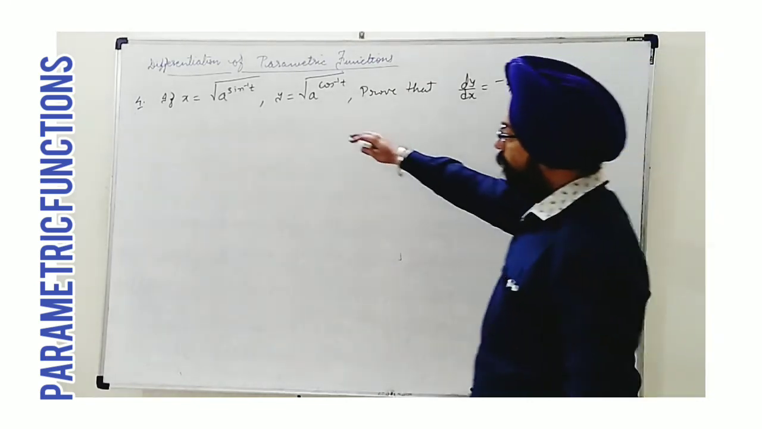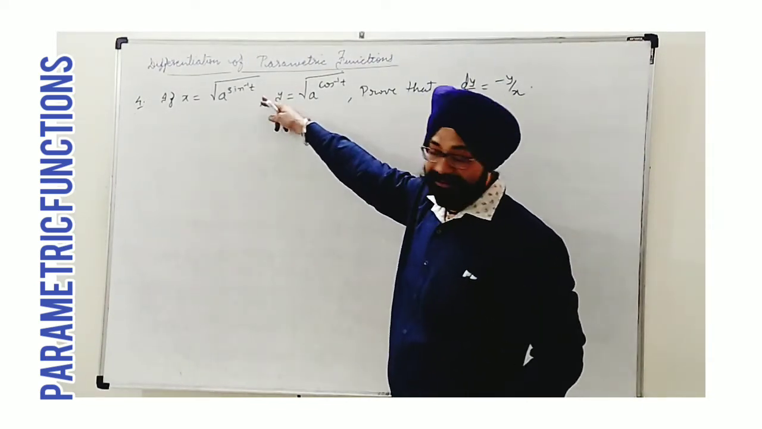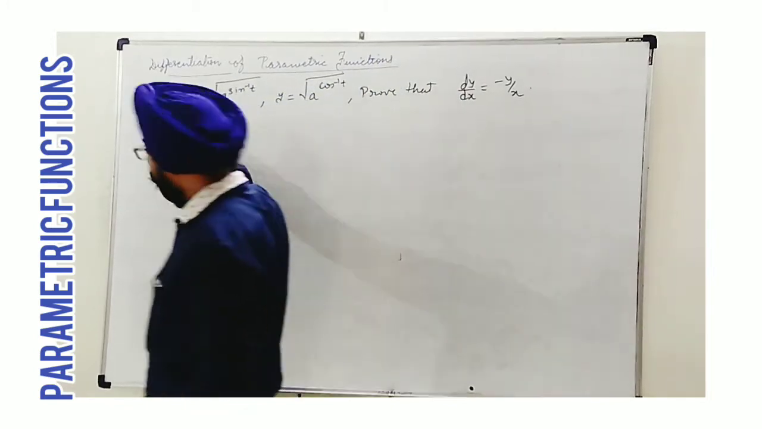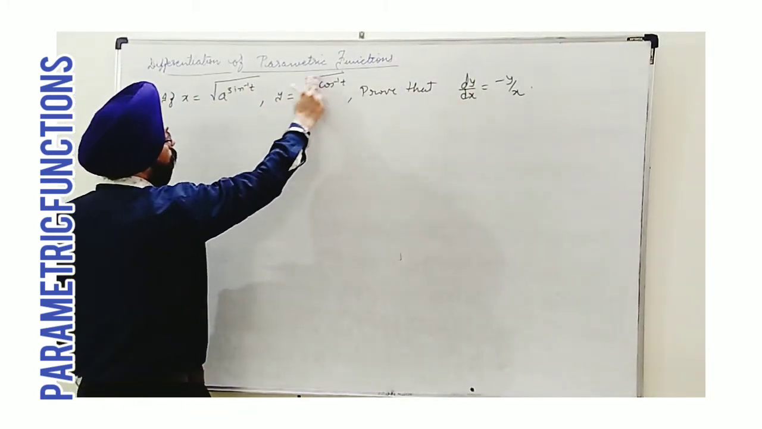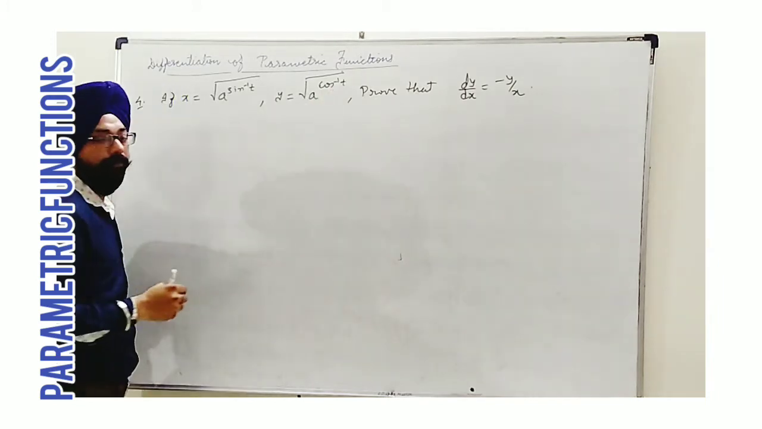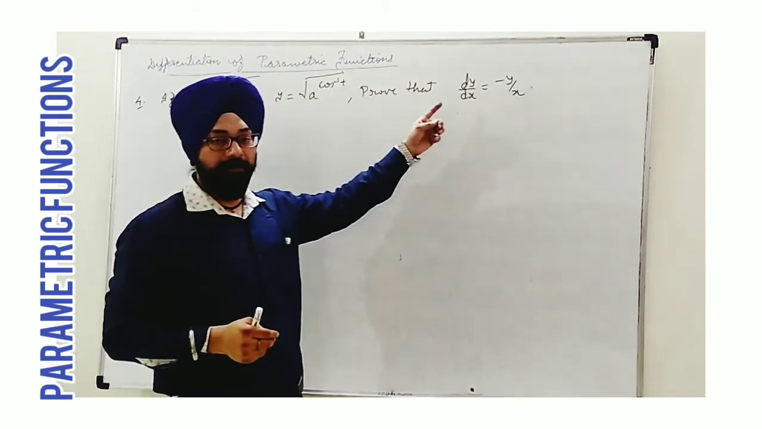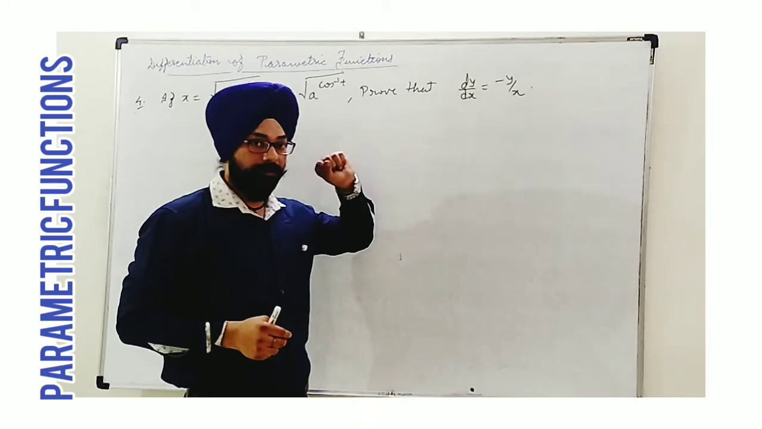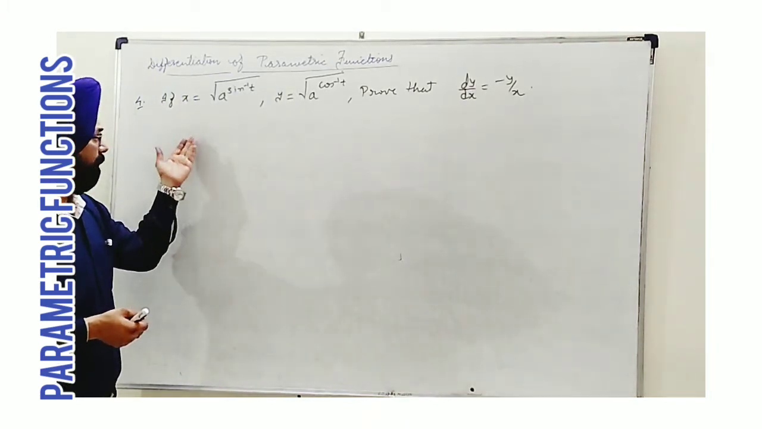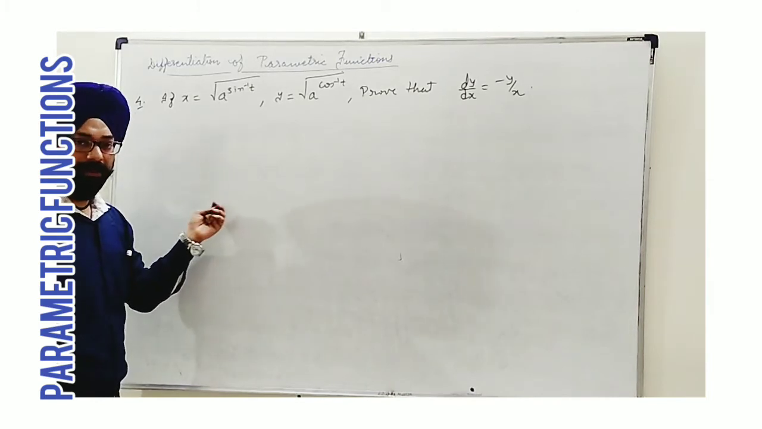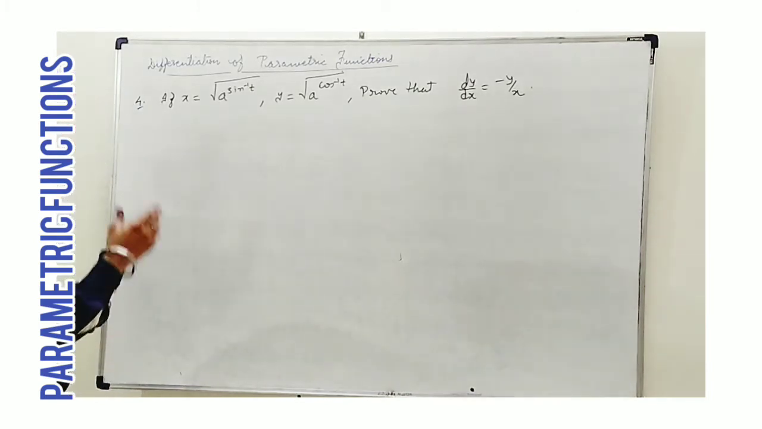Now in this question we are given the parametric form, t as the parameter, x is given as square root of a to the power sin inverse t, y is given as root a to the power cos inverse t. We need to prove that dy by dx equals minus y upon x. Now dy by dx we need to obtain. We can simply apply the method of differentiating with respect to the given parameter.